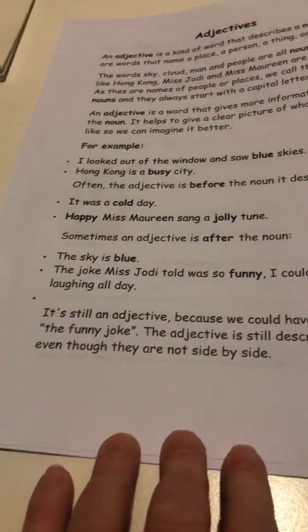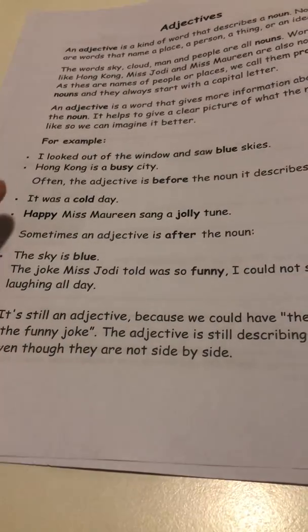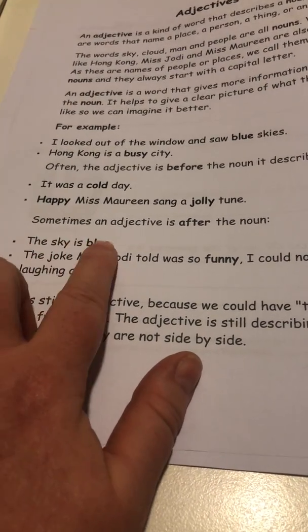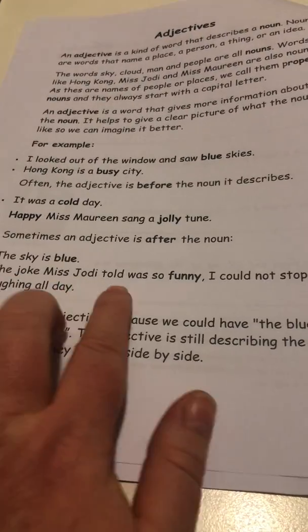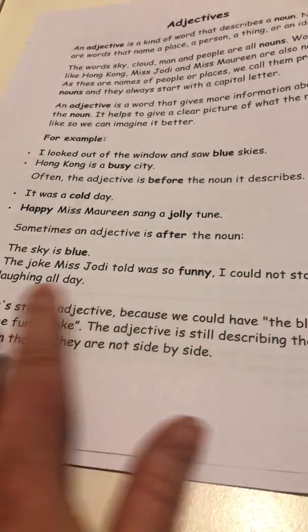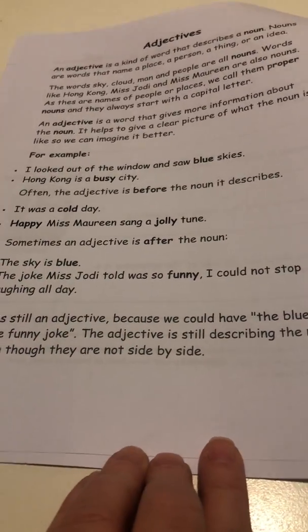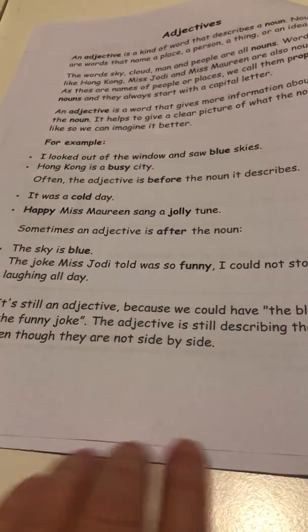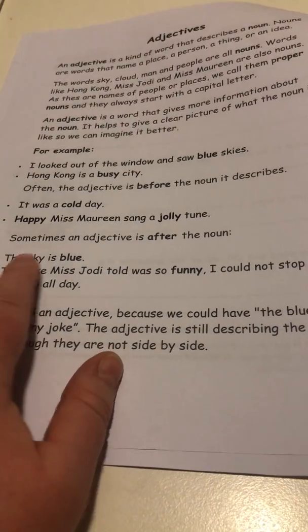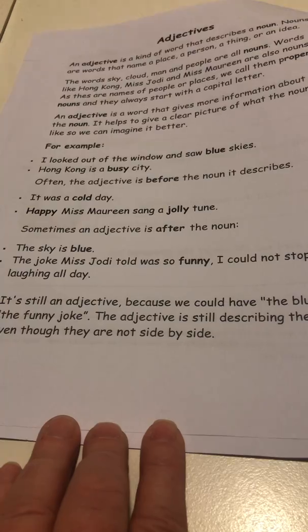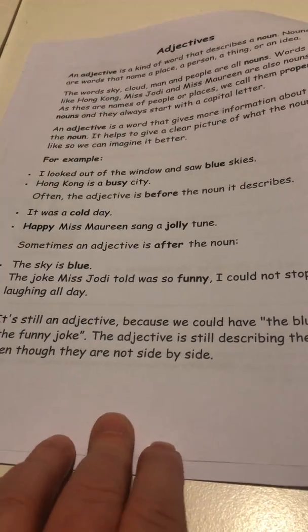Sometimes we can actually put the adjective after the noun. In these cases, they're in front of the noun. But here we could say, the sky is blue. Or the joke Miss Jodie told was so funny, I couldn't stop laughing all day. They are still adjectives because we could have said the blue sky or the funny joke. But we've used the adjective after the noun. But it still means it's an adjective. They don't actually have to be side by side to the noun.